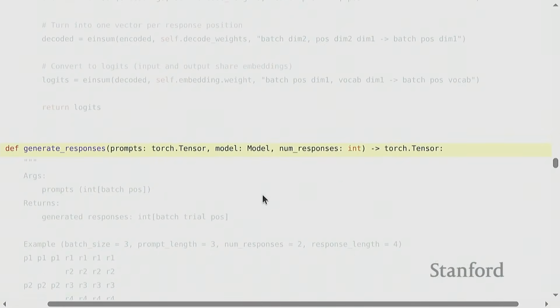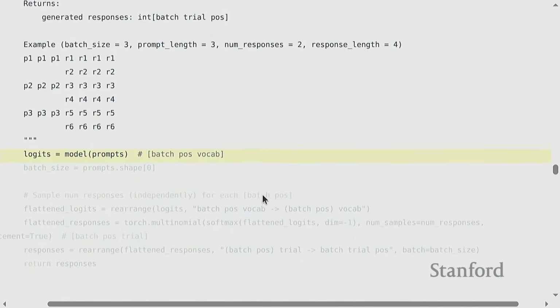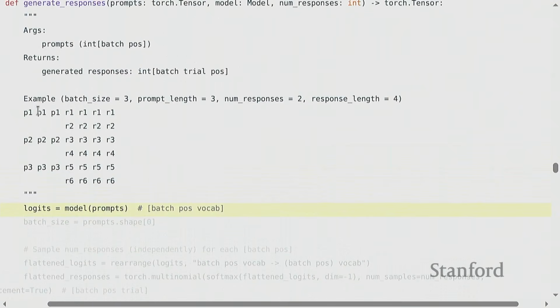So let's walk through this. Just some terminology. I have a batch size, which is the number of prompts, here 2. Each prompt has a particular length, 3. The number of responses per prompt I'm going to generate, in this case, is 2. And the response length is 4. In the sorting task, this response length is going to be identical to the prompt length.